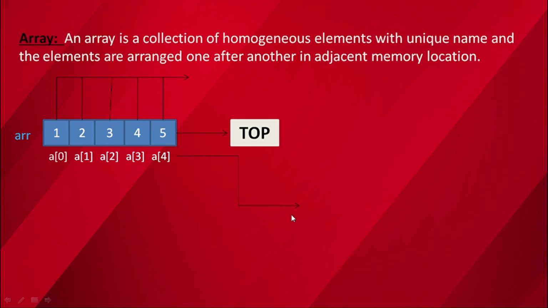What is an array? An array is a collection of homogeneous elements with a unique name, and the elements are arranged one after another in adjacent memory locations. Here we have an array of size 5. That is nothing but the size of this array is 5, and it can store a maximum of 5 elements in it. And those elements are represented by subscripts or indices. For example, if I wanted to know the location of the element number 4, then the subscript or index is 3, and the elements stored inside the array are called elements.